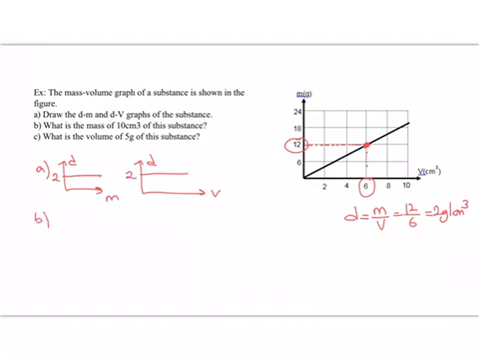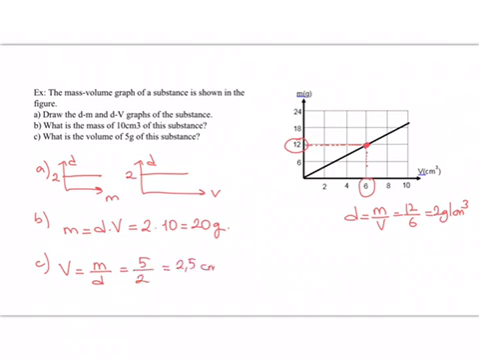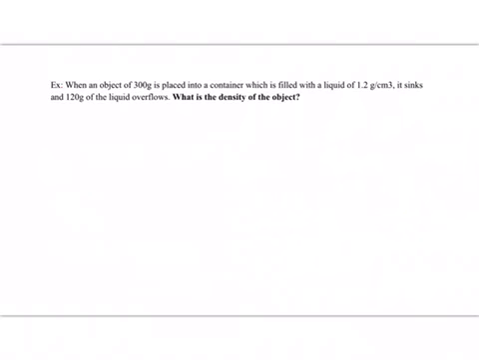B, what's the mass of 10 centimeter cube of this substance? Mass is equal to density times volume. Density is equal to 2, volume is given as 10, which is equal to 20 grams. In C, what's the volume of 5 grams of this substance? As volume is equal to mass over density, mass is 5, density is 2, which is equal to 2.5 centimeter cube.